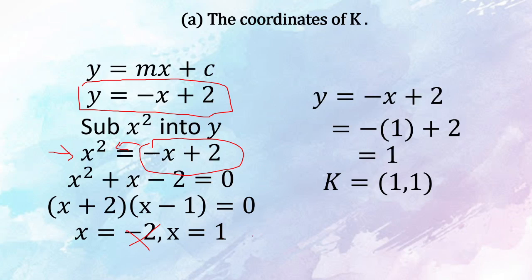Okay, so we're going to take a look at the equation on the right. So y equals -x plus 2, same equation from the left side. We're going to sub x equals 1 into x in this equation, and then this will give us 1 for y. So the coordinates of K is (1, 1).